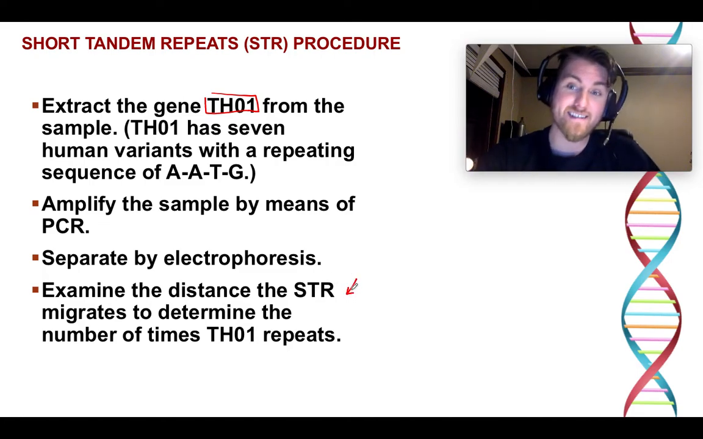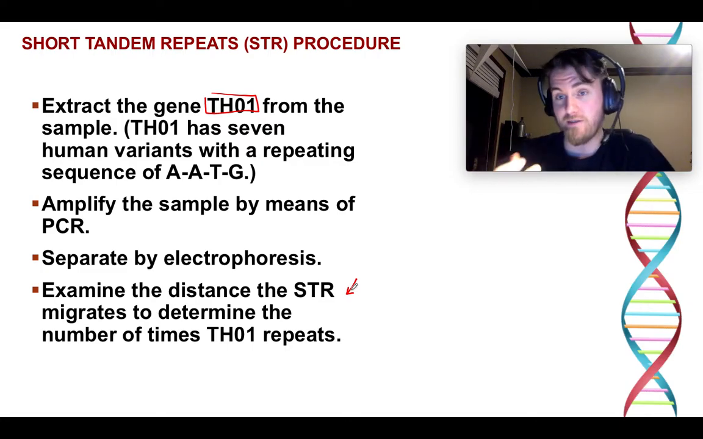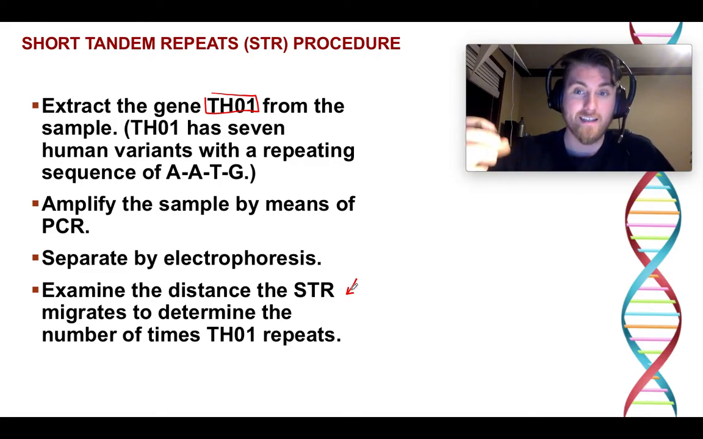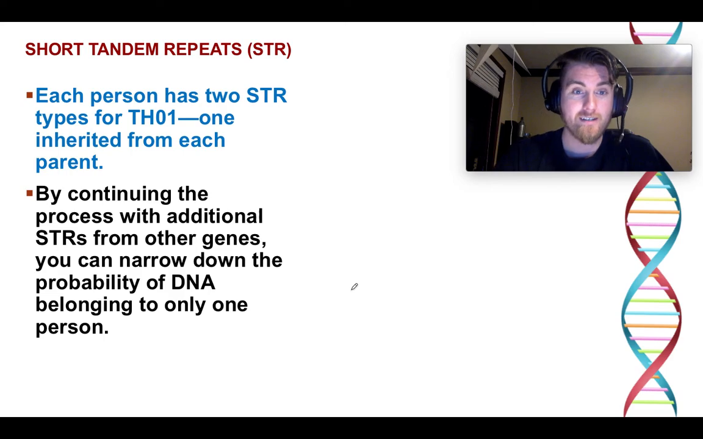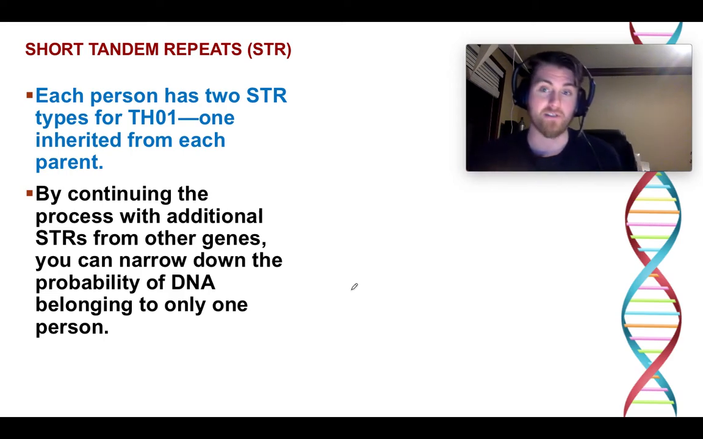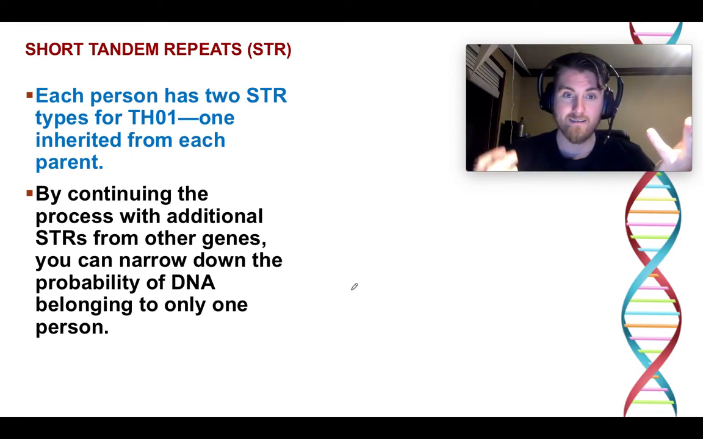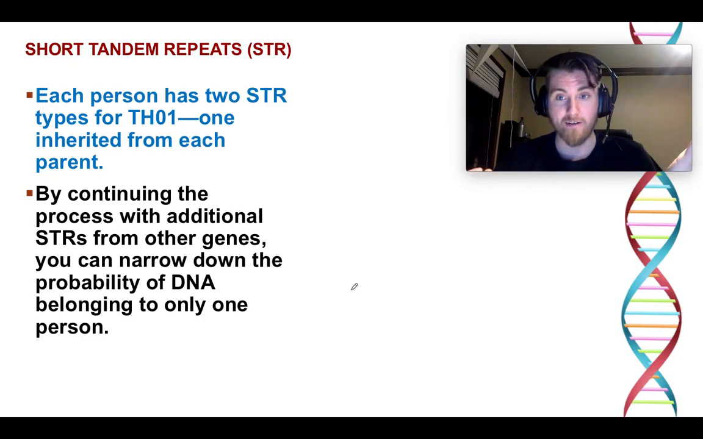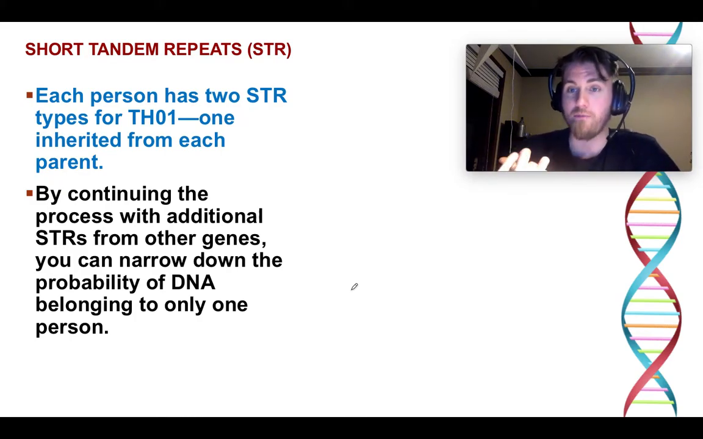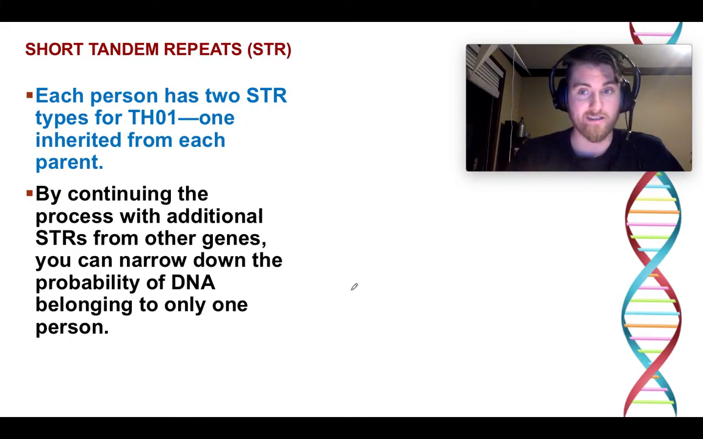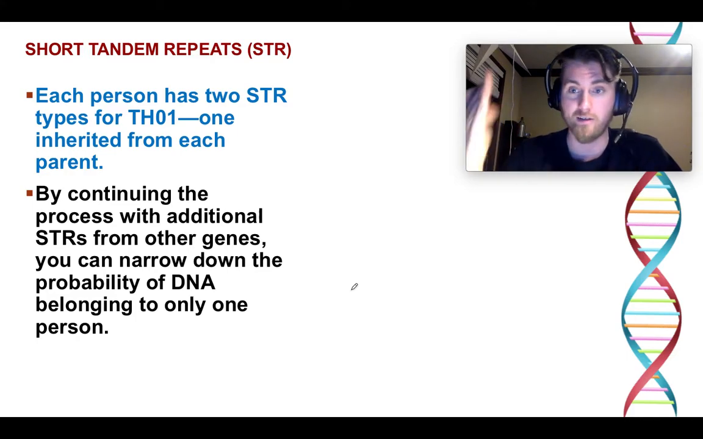And it's those distances, those are values, those are digital numbers that they can go and use. So every single person has one THO1 gene from each parent, meaning, because we're going to talk about types of DNA, there's no way in which you can escape an STR test. It comes from mother, it comes from father. Every single time, does not matter.